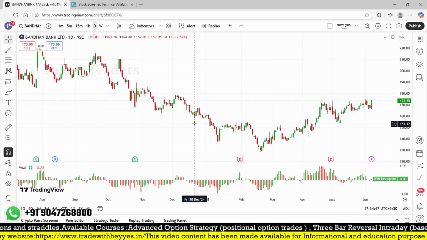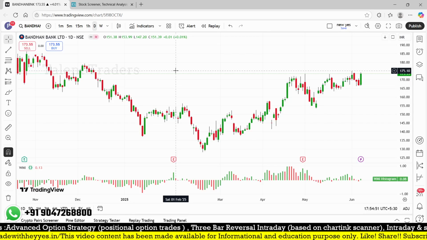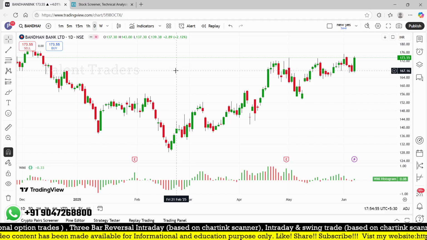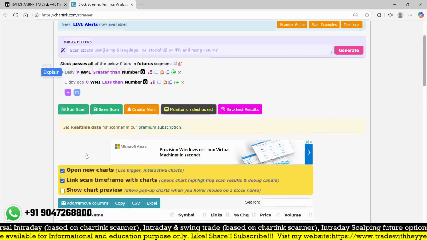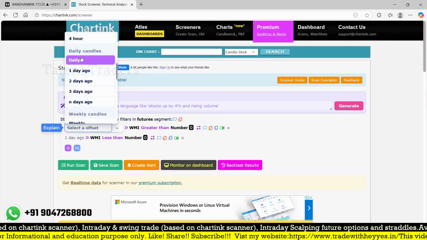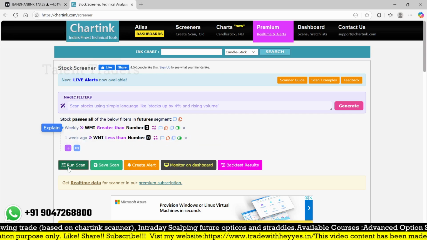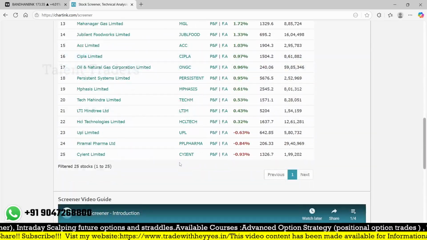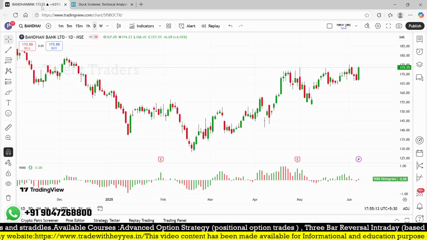Let me try to create scanners, and it was working in a smaller time frame in Nifty options also. I just checked it, but let me try with a higher time frame. Instead of daily, let me try weekly, so weekly and 1 week ago. Let me check, and these are all the stocks forming such a pattern on weekly, almost 25 stocks. So let me check Maruti.